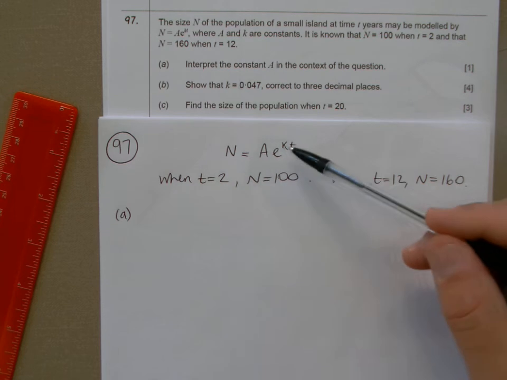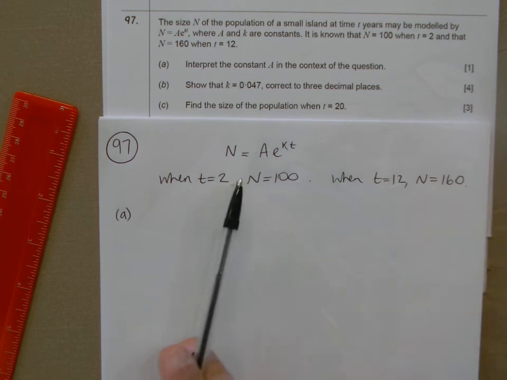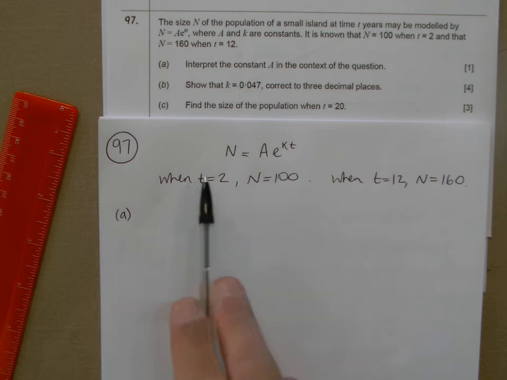Okay, so we've got this model here, and we're given certain situations: when t is 2, n is 100, when t is 12, n is 160. And in part A, it says, interpret the constant a in the context of the question. Now, this doesn't mean involving these values here. It's only worth 1 mark, and you need to relate a to the context.